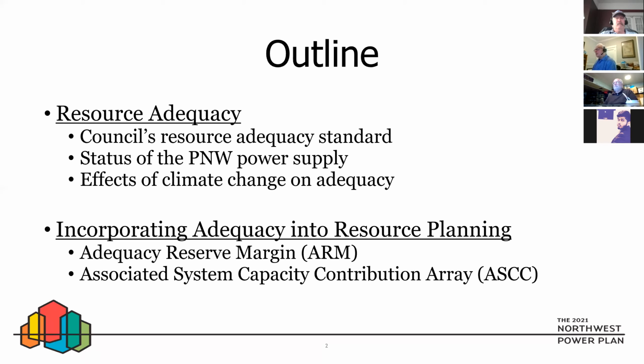I'm going to talk about two parameters that are very similar to other parameters that utilities use, but we changed the names to protect the innocent. No, we changed the names because they're slightly differently defined. They are the adequacy reserve margin, which is very similar to the planning reserve margin, and the associated system capacity contribution, which is very similar to ELCC, or the effective load carrying capability. I don't know exactly what it stands for, something like that. Anyway, I will explain the differences and why we are doing it differently.